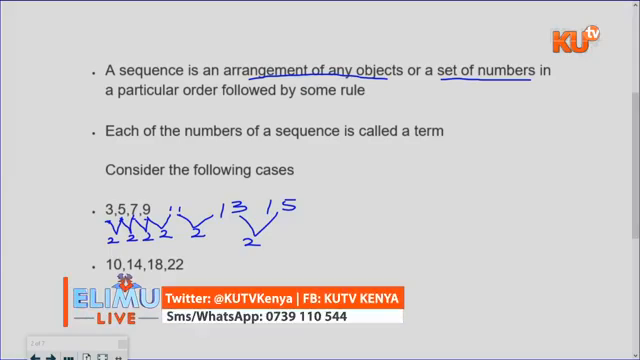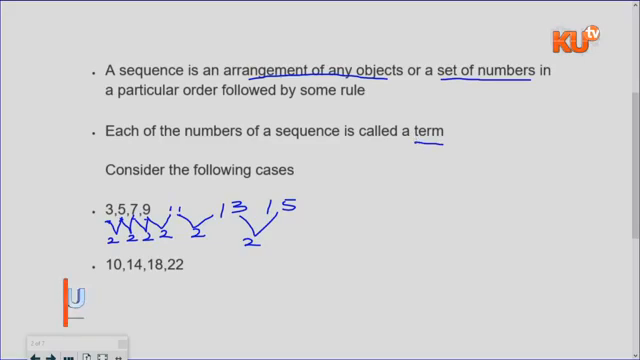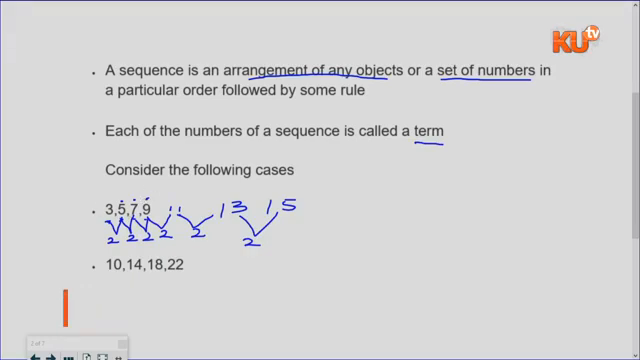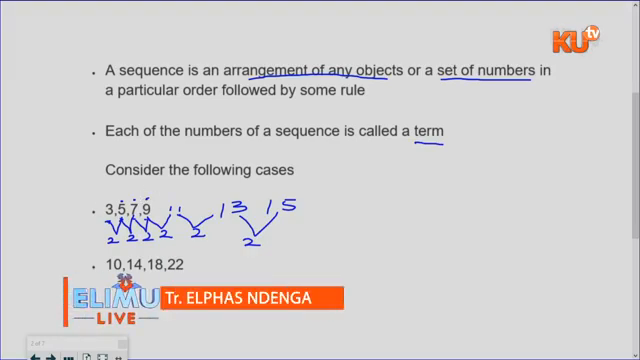And we are saying that each number in a sequence is called a term. So a sequence has what we call terms. In the description, these objects are what constitute the terms. The numbers are what we are calling the terms. In this case, 3 is a term, 5 is a term, 7 is a term, and 9 is a term. These terms are in an order. In this case, 3 becomes the first term, 5 becomes the second term, 7 becomes the third term, and 9 becomes the fourth term.